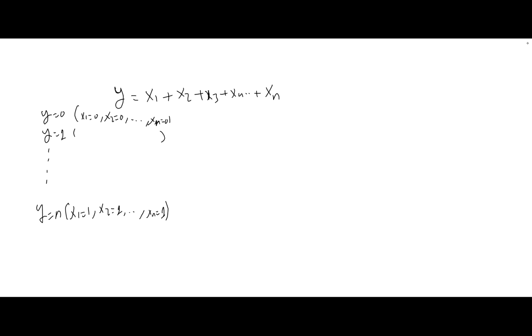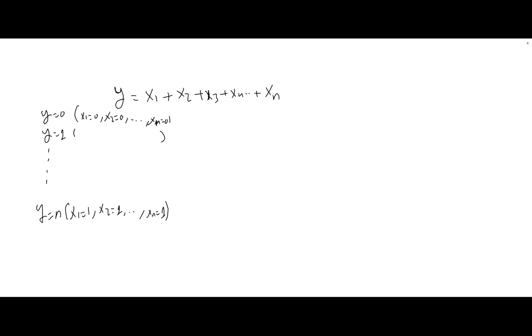What is our duty now? Our duty now is to find the probability of each case. What is the probability that y equals 0? What is the probability that y equals 1? Up to, what is the probability that y equals n? Let me start with the simplest cases.